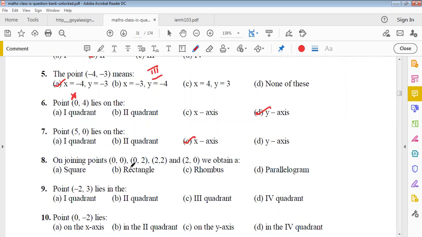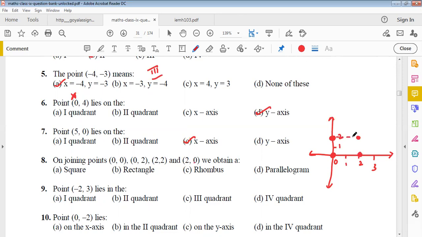Okay, now on joining up all these, what structure will you get? Let us mark all this. Zero, 1, 2, and 3, and all are positive, I'm making only positive values. First one 0 comma 0 here, then 0 comma 2, from 0 to 2 units, then next one 2 comma 2, 2 units positive side and 2 units upward, and 2 comma 0, it lies on x axis.